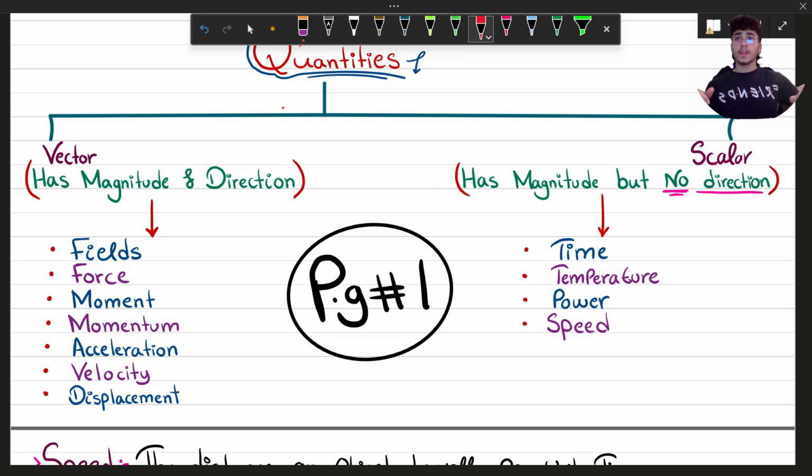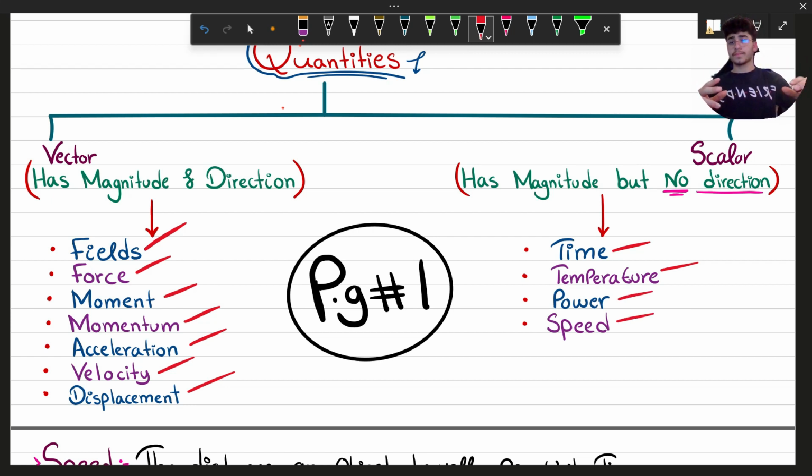Examples of vector quantities include fields, forces, momentum, acceleration, velocity, and displacement. Examples of scalar quantity include time, temperature, power, and speed. These are just some common examples, but there are more. So again, two types of quantities, vector and scalar. Vector quantity has magnitude and direction. Scalar has magnitude but no direction. This is just an introduction to quantities. Now we're going to take each quantity in detail.